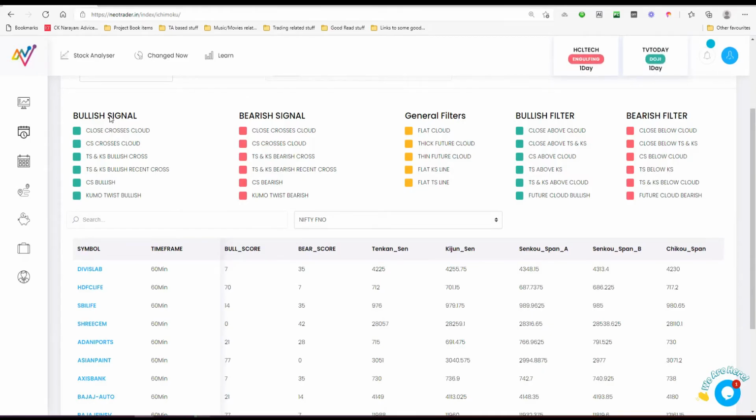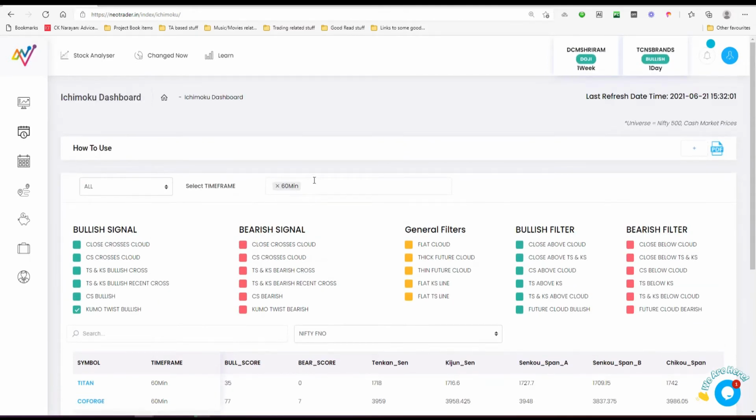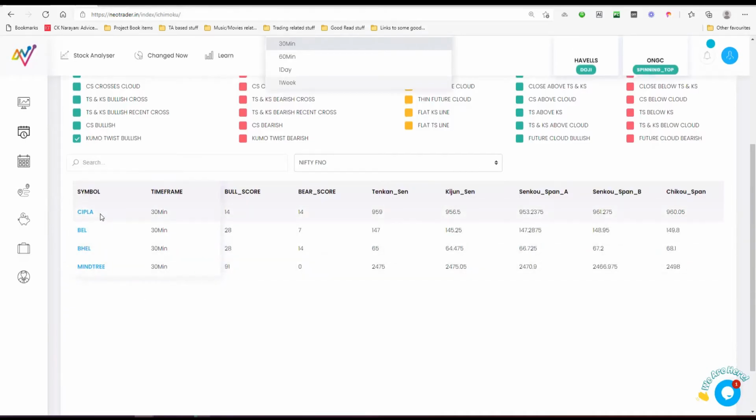So you have to look at it in signals, right? We have been looking at the signals mainly so far. There is one Kumo twist bullish and Kumo twist bearish, so depending upon what you want to search for, you can check on that. Once you check on that, it will find signals for you in whatever time frame you want. If you want something very short term oriented, take 30 minutes. Then if you go and see this, it will show you Cipla, BEL, BHEL, Mindtree, etc.